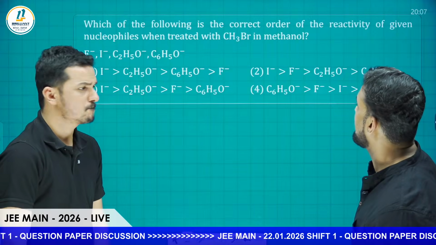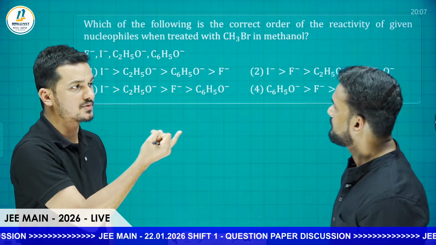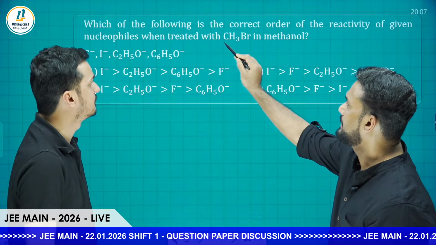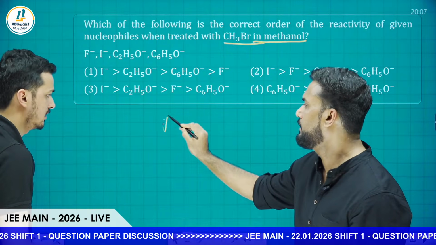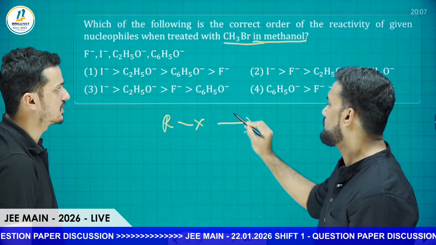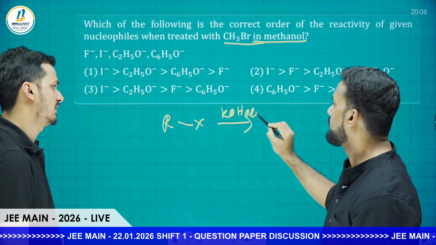Which of the following is the correct order for the reactivity of the given nucleophiles? Nucleophilicity as well as basicity, they have to remember. This one you can easily remember. CH3Br with methanol, which means you know that one alkyl halide, RX. When RX reacts in the presence of alcoholic KOH, we know that one.